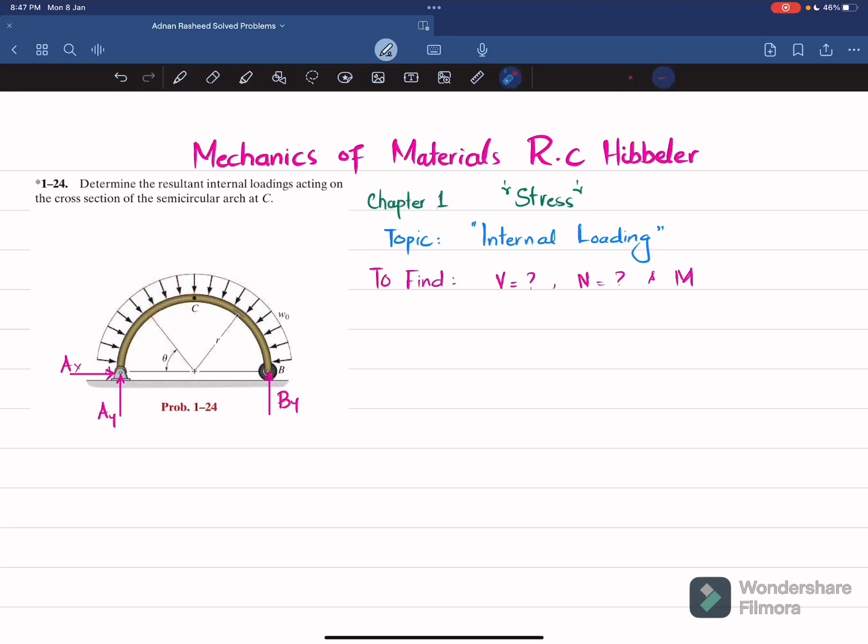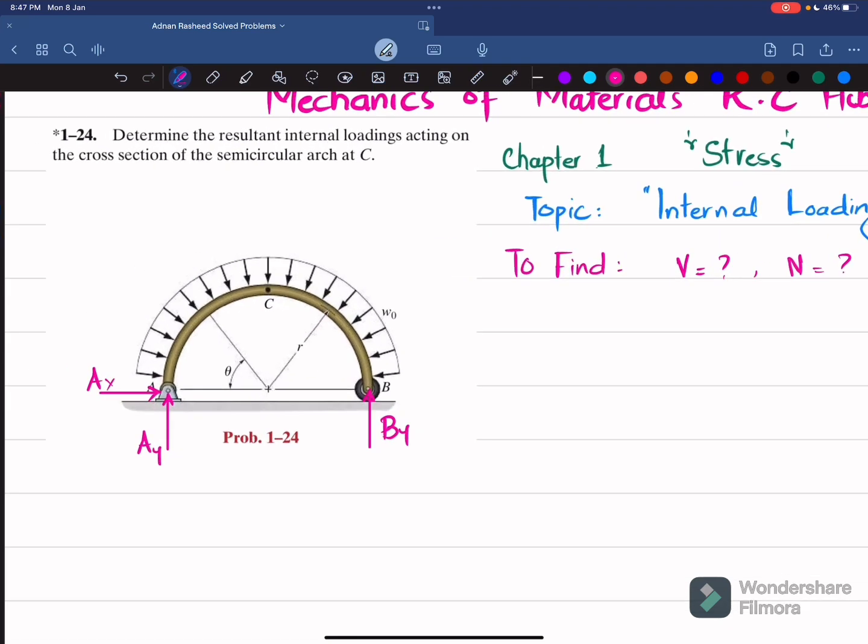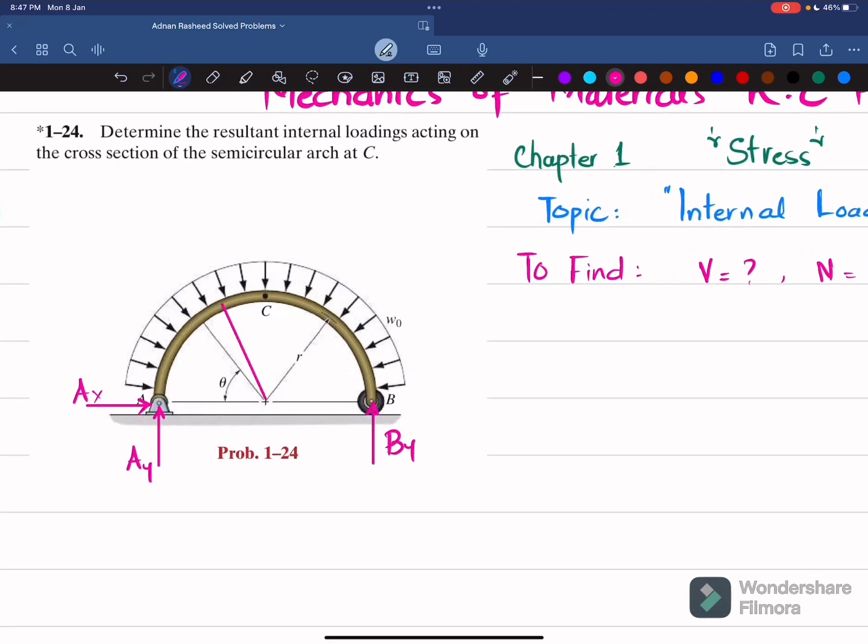Now what we will do: you can see that an angle theta is given, the radius of the arc is given, and there is a uniformly distributed load on this arc. Clear? So we will take a small differential element. For example, this is theta, so this angle will be equal to d theta. Clear? And this is the portion over which we are analyzing the force.